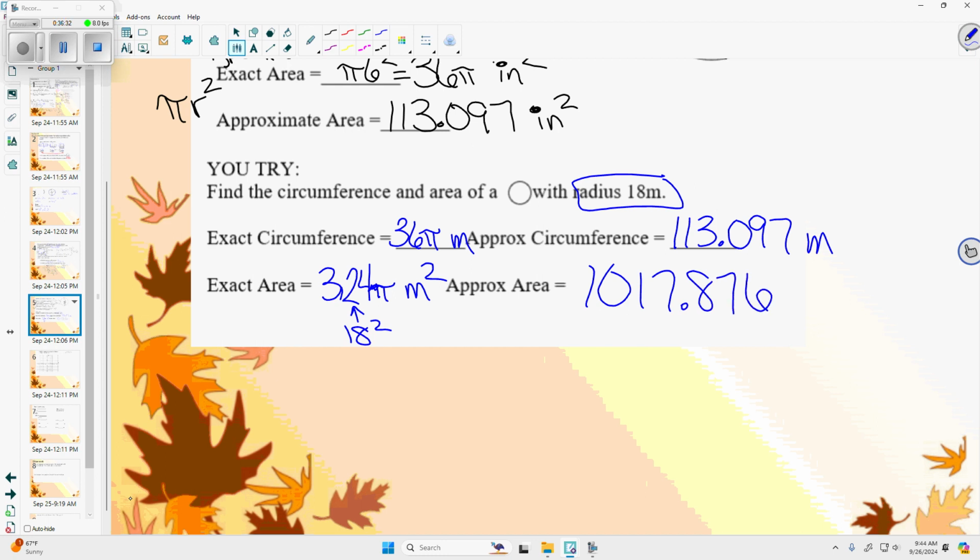1017.876 meters squared. Are we good? Okay. Next page.